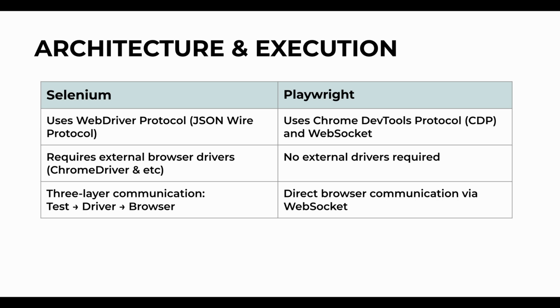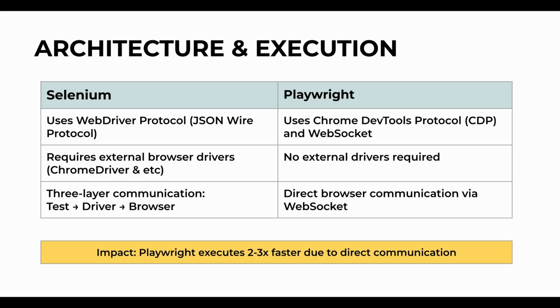In Selenium, there is three-layer communication: from the test script to your browser driver, and from your browser driver to your browser. Whereas in Playwright, there is direct communication. The direct communication is done through WebSockets. Because of this, Playwright execution is 2 to 3 times faster than Selenium.